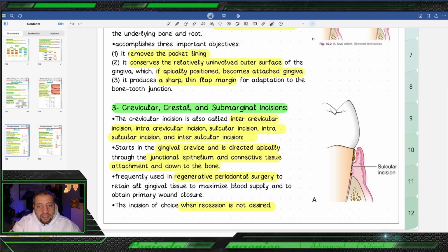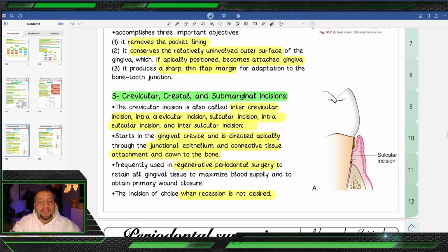Start at the gingival crevice and is directed apically through the gingival epithelium and connective tissue attachment and down to the bone. So you are going to go here. Like this word apically is not like crazy apically here. Initially you start here and end here. So initially you are going to go a little apical in this direction. Frequently used in regenerative periodontal surgery to retain all the gingival tissue, to maximize blood supply, and to obtain primary wound closure.